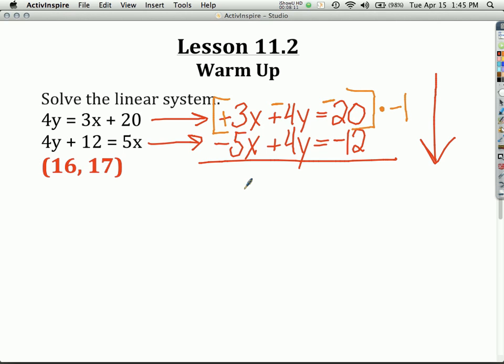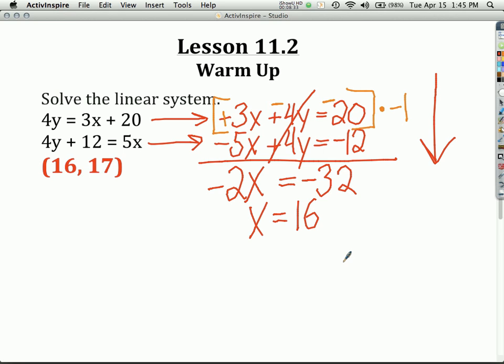3x and -5x is -2x. -4y and +4y will cancel out. Equals -32. You can easily see, divide both sides by -2, x equals 16. How do we get the y value? How do we get the 17?